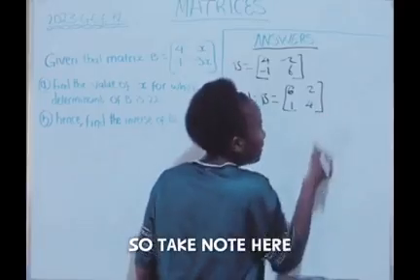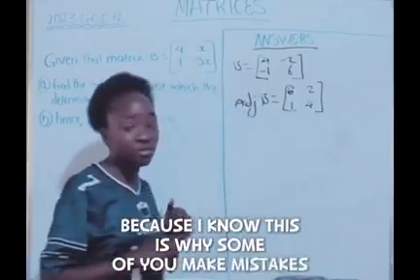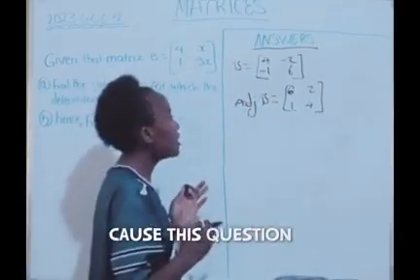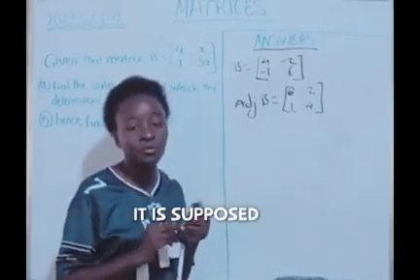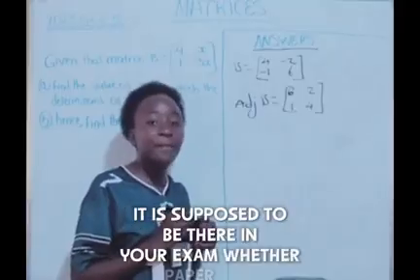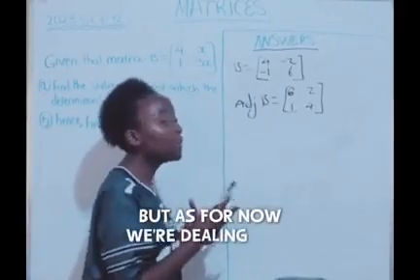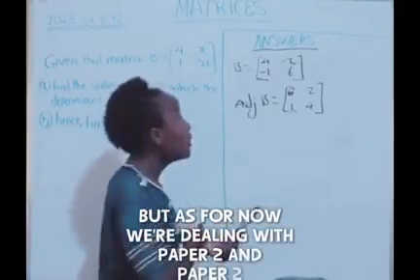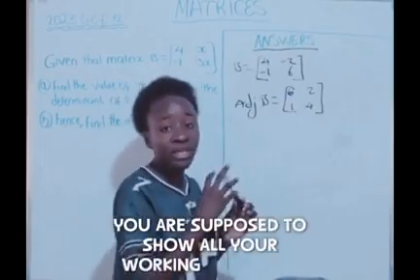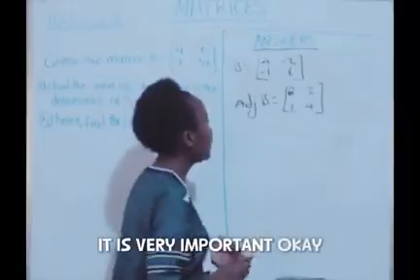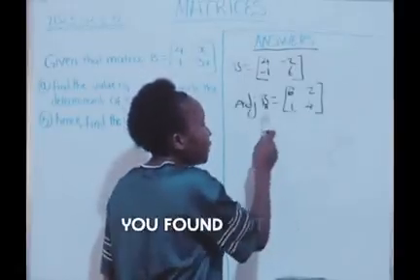Take note here, because I know this is where some of you make mistakes when solving this question. This question is mandatory. It is supposed to be there in your exam, whether paper 1 or paper 2. As for now, we're dealing with paper 2, where you are supposed to show all your working. Hence it is very important. After reaching this far, you found the adjoint.